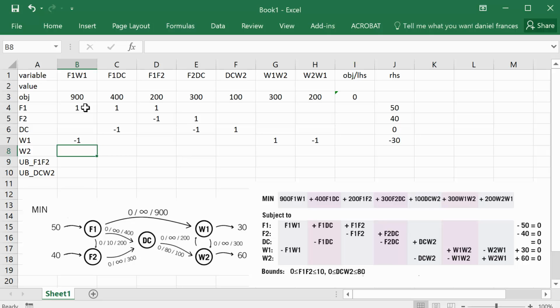And for W2, we have all zeros until we get to DCW2, and we have a minus 1, a minus 1, and a 1, and a right-hand side of minus 60. Okay, for the upper bounds, we have F1, F2, so we'll have a 1 there, and for DCW2, we'll have a 1 there, and for the upper bounds, they are 10 and 80. Okay, so we're ready to solve.